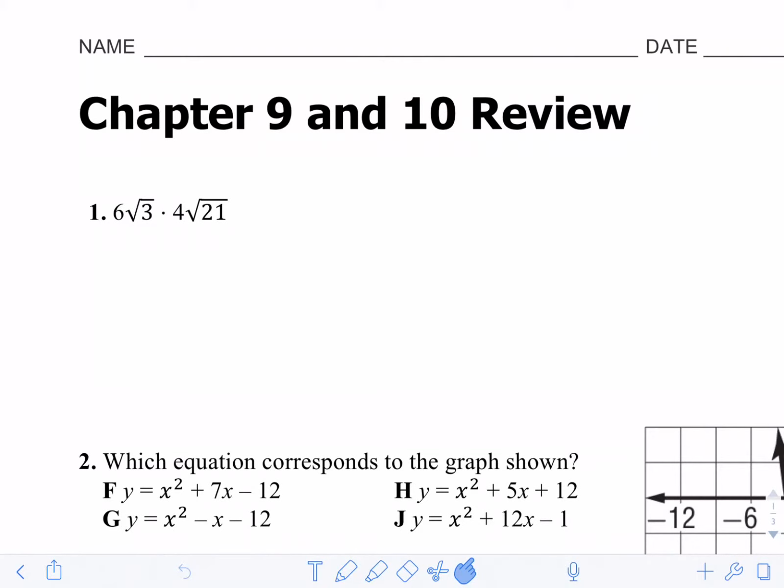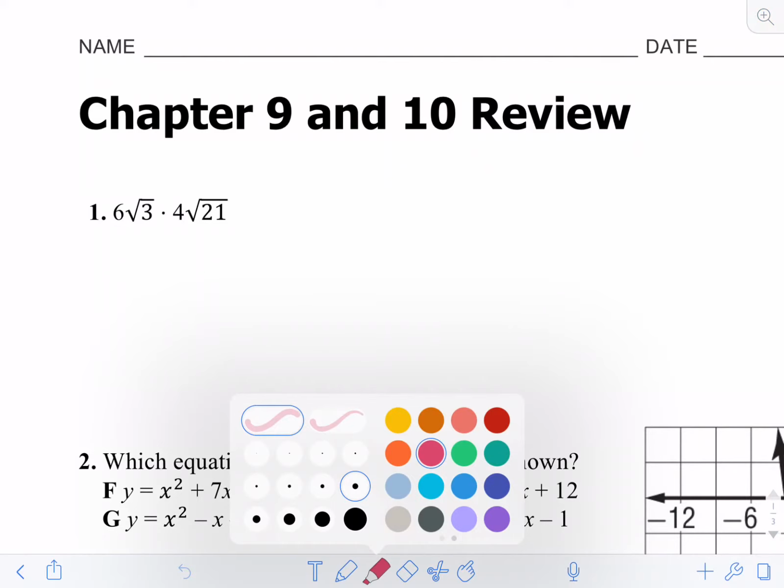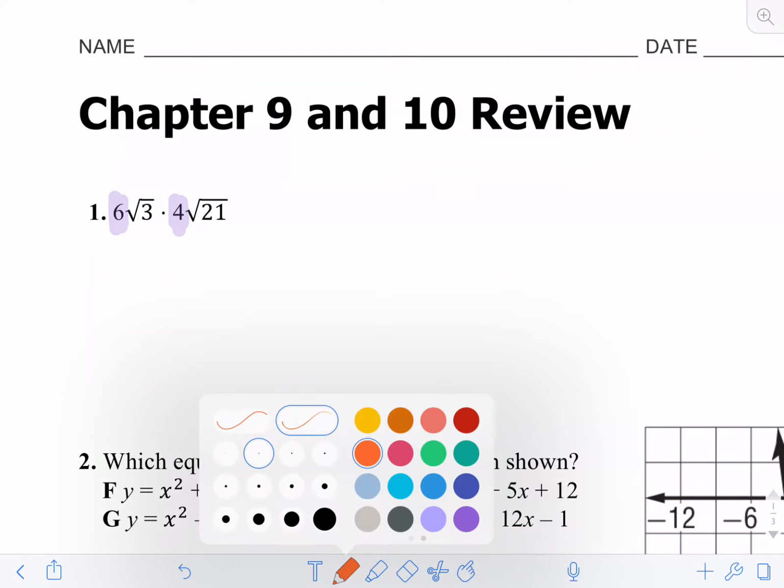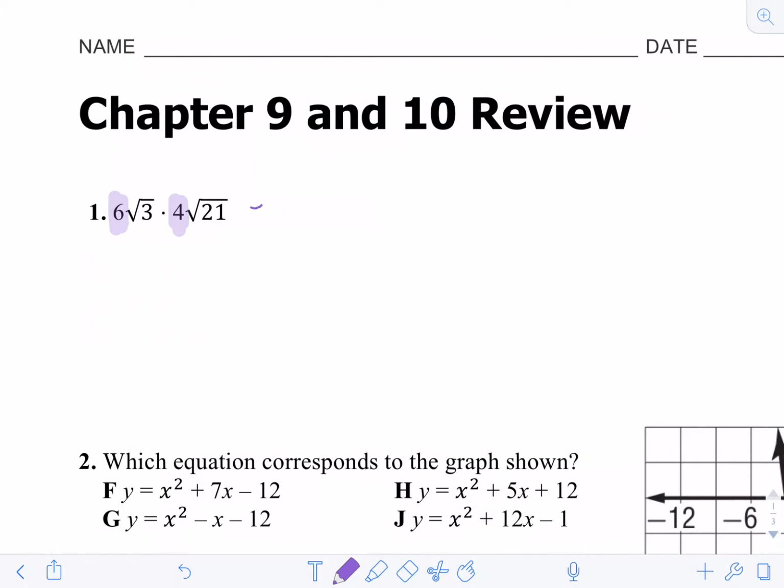Okay, this is the chapter 9 and 10 review for your test. Okay, so here, number 1, we're multiplying two radicals, so the rule is to multiply the numbers on the outside. So 6 times 4 will give you 24. And then we're going to multiply the numbers on the inside.